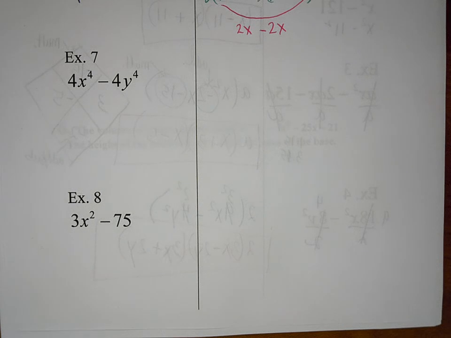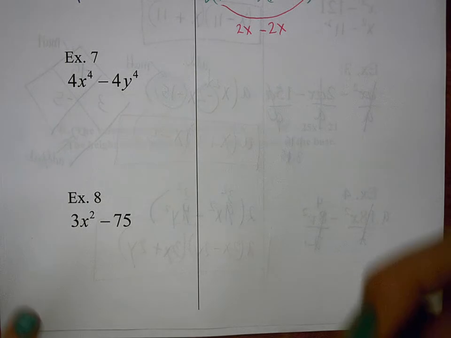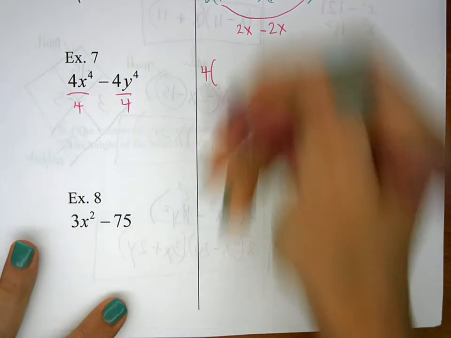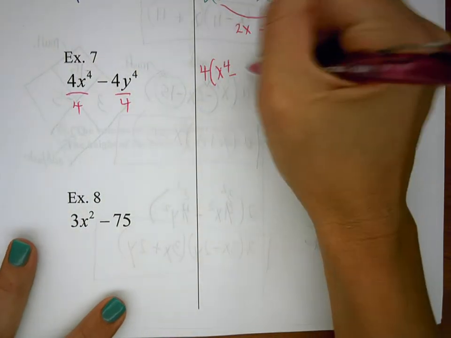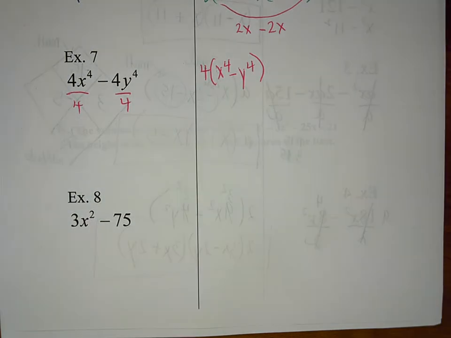Okay, so what do we always check for first? GCF. Okay, so we're taking out a 4, making our parentheses. We divide these by 4, and then what am I left with? X to the 4th minus y to the 4th. Good. Okay, I have 2 terms I want to check. Can I write these as squares? How can you write x to the 4th as a square?